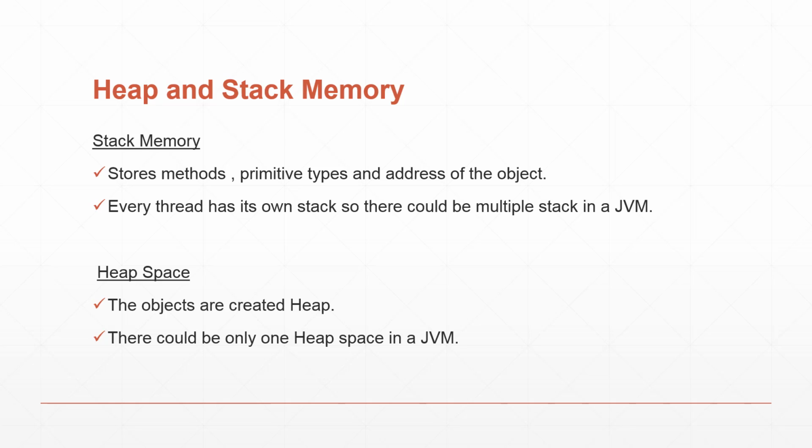So to sum up, objects are created in heap, and there could be only one heap space in a JVM. Stacks basically store methods, primitive types, and the address of the object, and every thread has its own stack. So there could be multiple stacks in a JVM. Also, we looked at that stack memory size is less than the heap because of simplicity in memory allocation, and stack memory is much faster compared to the heap memory.